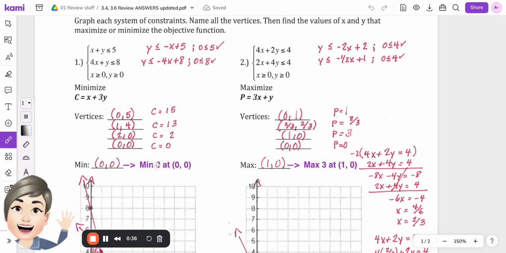You are going to have to answer these questions. We have a min, it's going to happen at 0, 0, and the min value is 0. Okay, because you look here and you see that right here, the lowest value is 0. So the min is 0 at the point 0, 0.